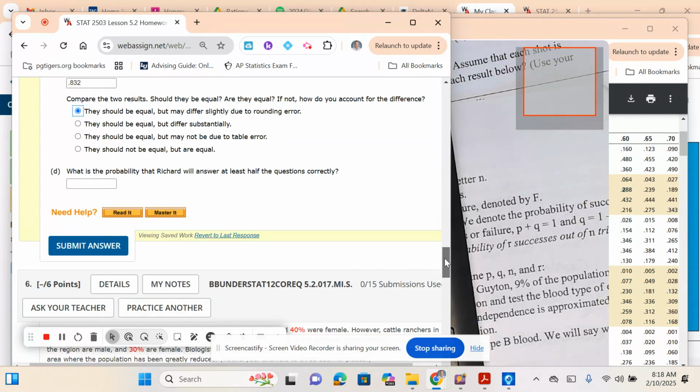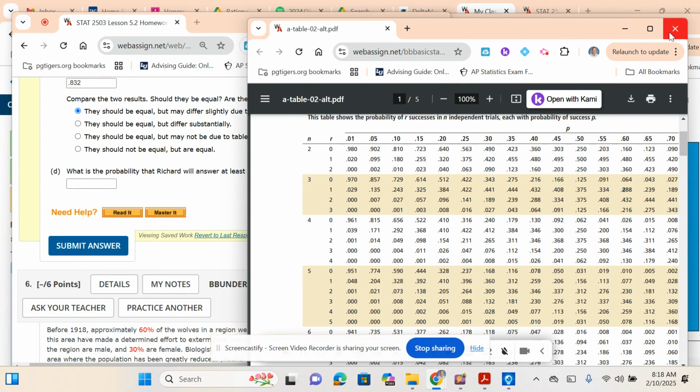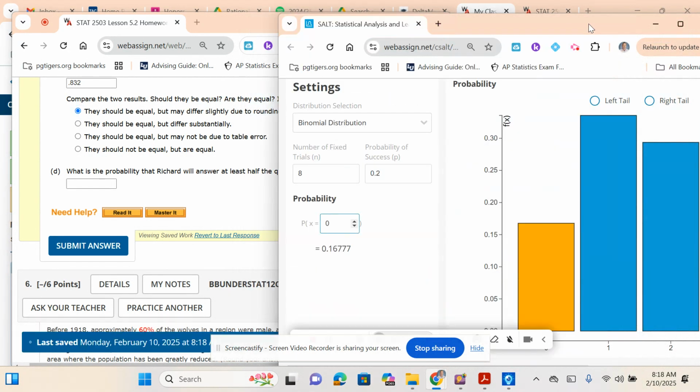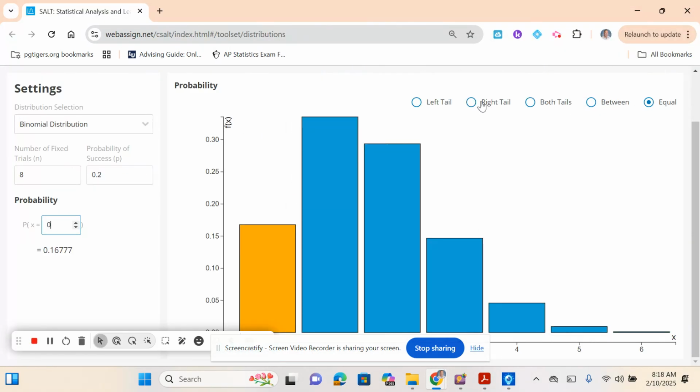Okay. Now, what's the probability that Richard will answer at least half the questions correctly? So now we're going to go to SALT, at least half the questions correctly. So at least half. Let's think about that. At least half. Would that be above a number or below a number? Above, right? So if you're thinking above in math class, thinking higher, above higher is right, below is left.